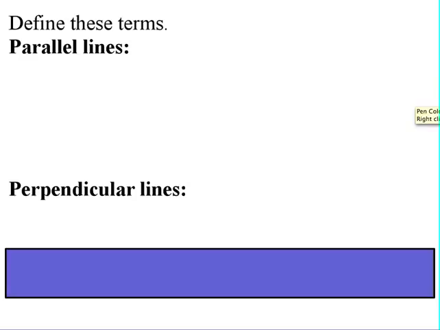So, parallel lines. Somebody tell me their definition? Two lines that continue forever without crossing. Does anybody have anything else? They're side by side. Side by side? Anything else? They never change direction. They never change direction. Nobody had anything else?